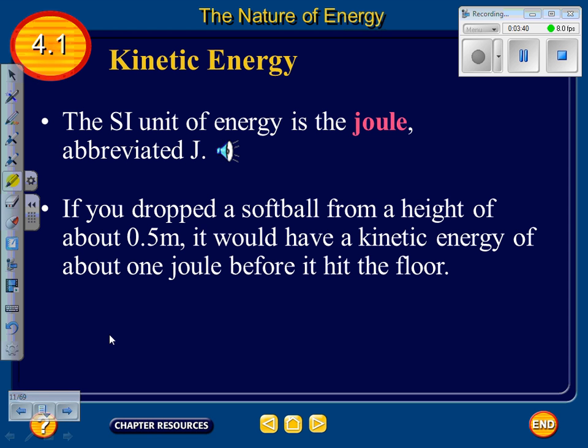An example of kinetic energy goes if you dropped a softball from a height of about 1/2 meter, you would have a kinetic energy of about 1 joule before it hit the floor.